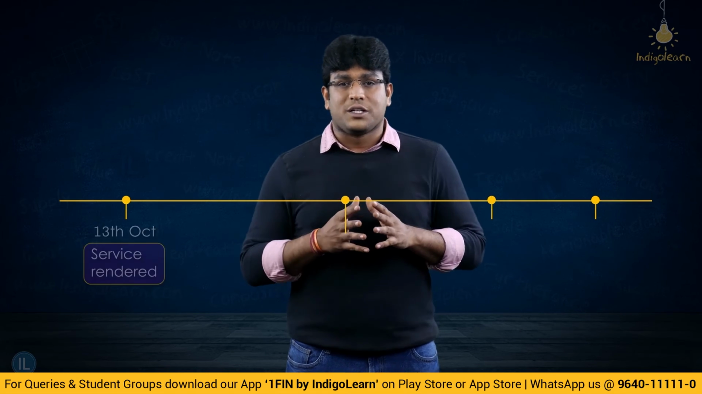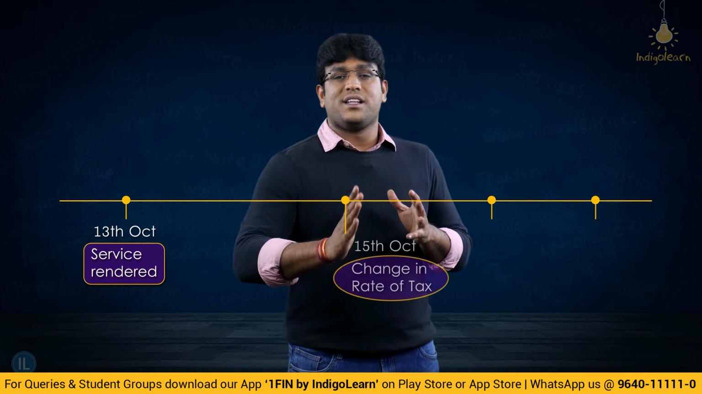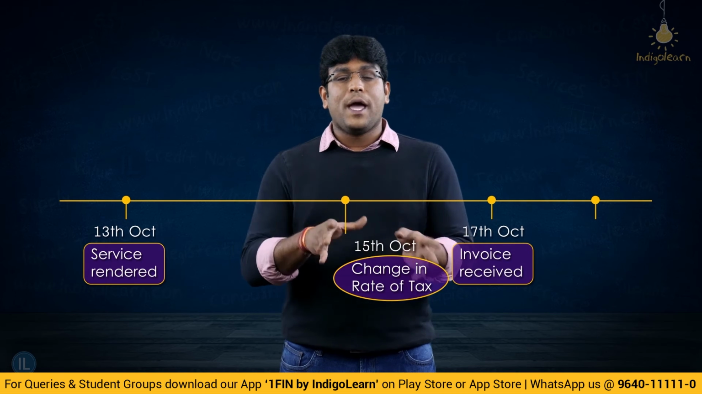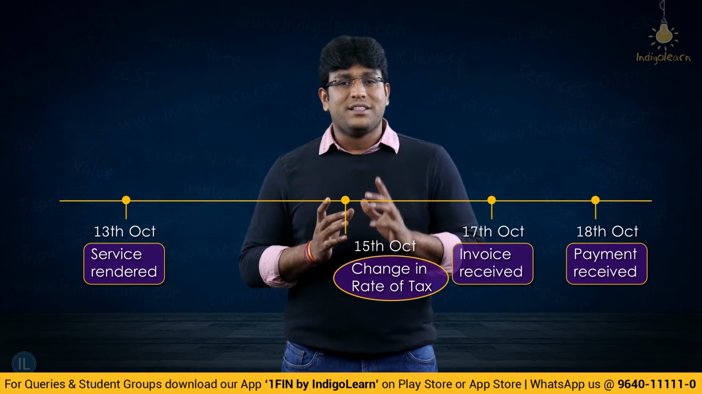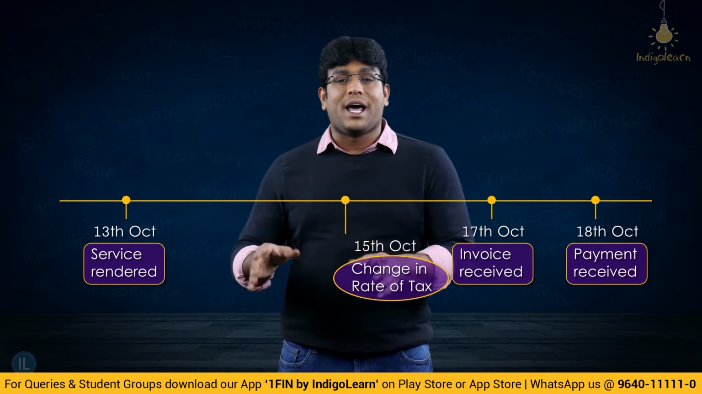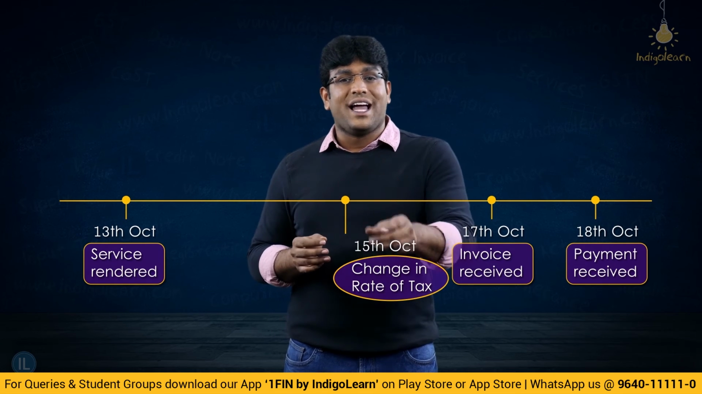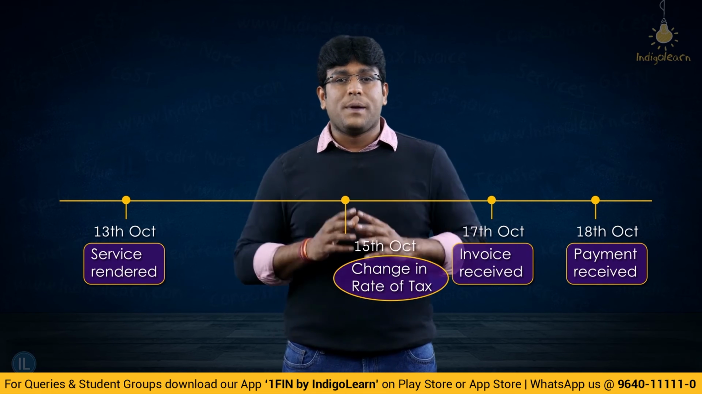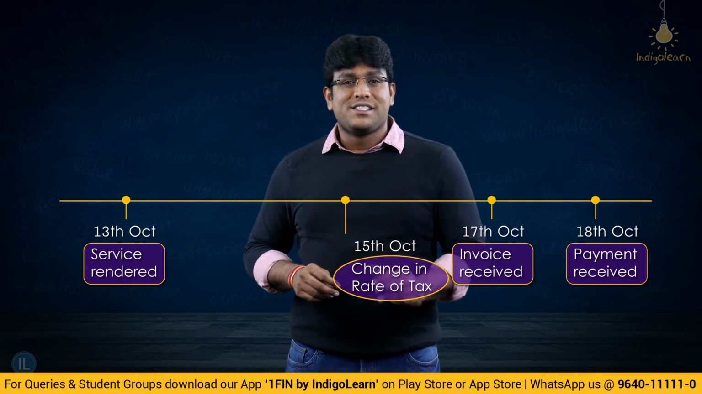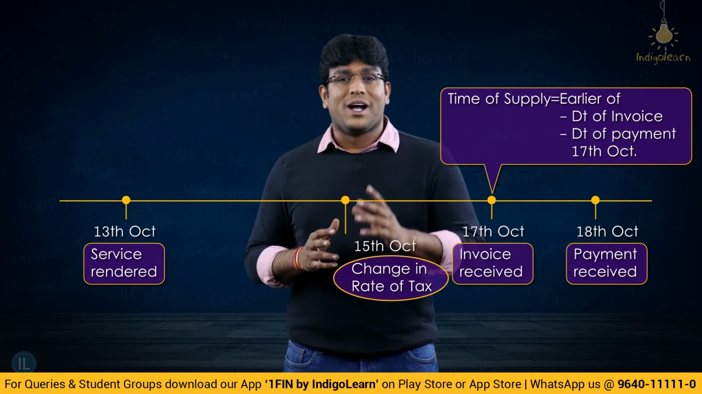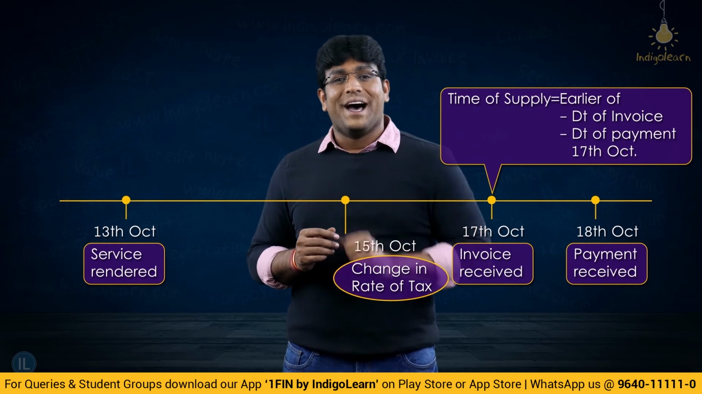But imagine a case where service is on 13th October, 15th October there is a change in rate, invoice is on 17th October, payment is on 18th October. That means what? Service is before change in rate, but invoice and payment both are after change in rate. In that case, my dear friends, time of supply will be date of invoice or date of payment, whichever is earlier, 17th October or 18th October, whichever is earlier. So answer becomes 17th October.